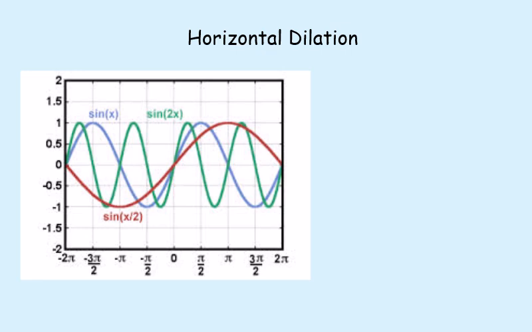So in horizontal dilation, the larger the coefficient, the more compressed the graph is, and the smaller the coefficient, the more stretched it is horizontally.